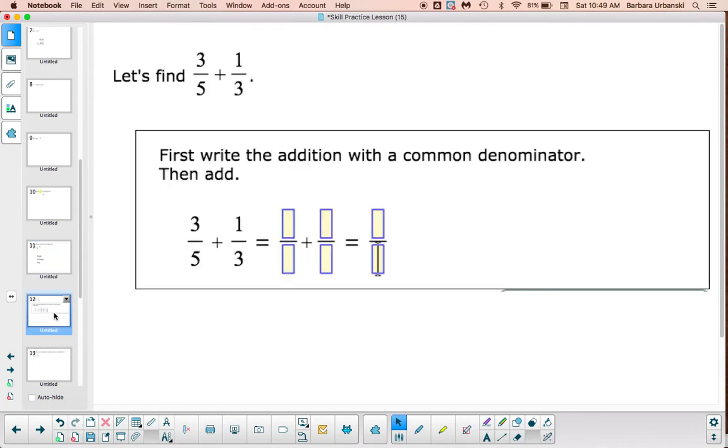The next one says, let's find 3/5 plus 1/3. Well, the first thing that you have to do when you add or subtract fractions with different denominators is find a common denominator, and then you have to find an equivalent fraction with that denominator. If you remember how to do that, that's great. If you don't, put a star by it.